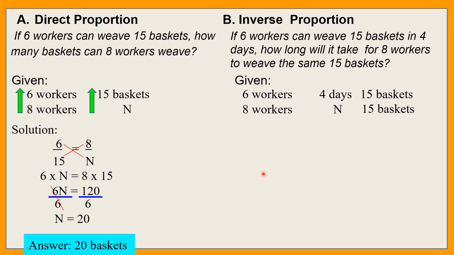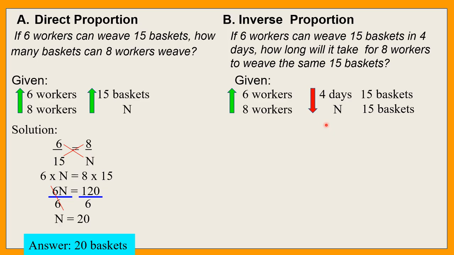So, we will make it n muna. Ibig sabihin nun, ito ay dumami. Yung number of workers natin ay dumami. So, nag-increase yan. Pero, yung number of days natin ay magdi-decrease dahil mas mabilis nang gawin ng 8 workers ang 15 baskets. So, ito yung bababa. So, yun yung ibig sabihin ng inverse proportion. Yung isang number ay tataas, yung pangalawang value ay bababa.